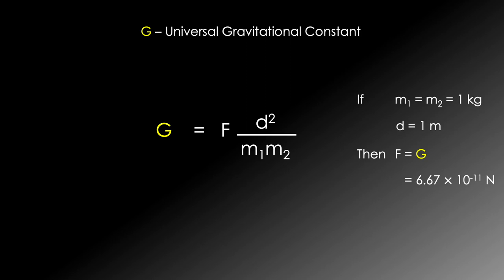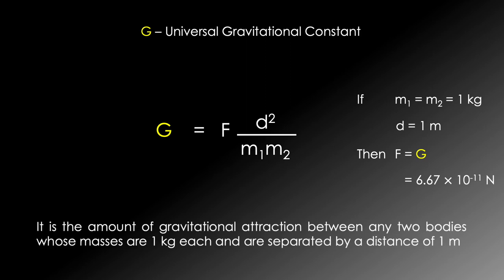So, what is the universal gravitational constant? It is the amount of gravitational attraction between any two bodies whose masses are 1 kilogram each and are separated by a distance of 1 meter.